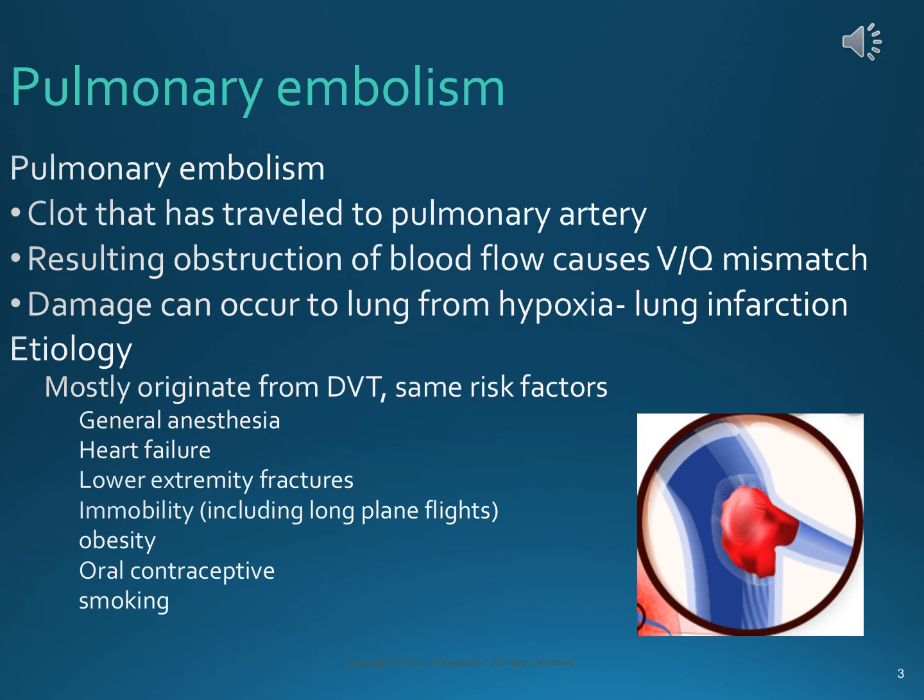So a pulmonary embolus is a clot that has traveled to the pulmonary artery. Most often it occurs when you have part of a DVT, deep vein thrombosis, in another part of the body that breaks off, travels to and lodges in the pulmonary artery. This obstructs blood flow, as you can see in the picture there, and it causes a VQ mismatch.